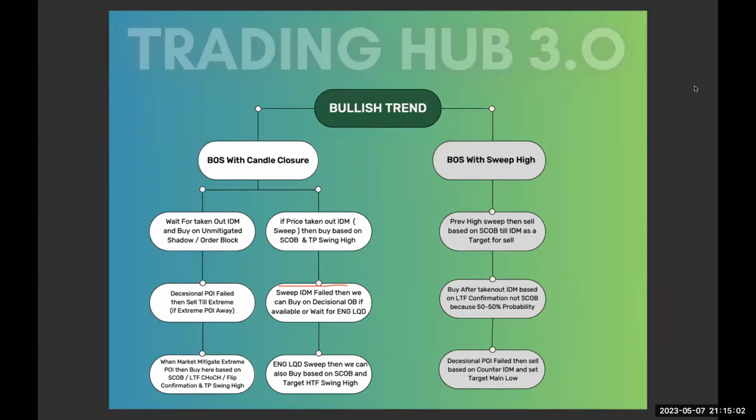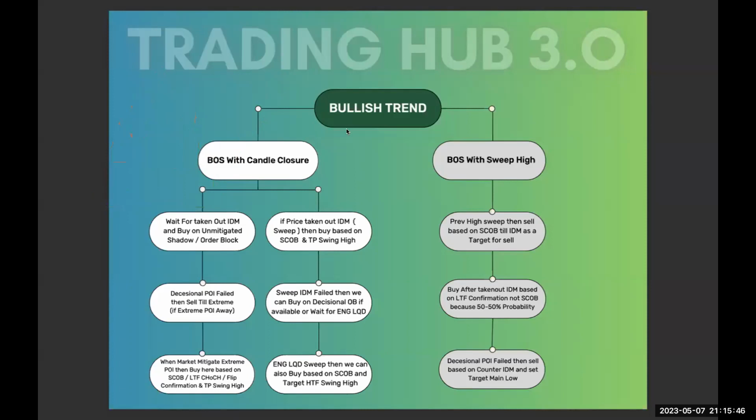And next one is, if the inducement sweep fails, then where can you buy? If the decisional inducement sweep failed, okay, this one is a sweep here and you are willing to buy here, and this one failed. So where should you buy and sell? You have to buy on your PUI in a higher time frame, because this is an inducement and this is an order block where you can buy here, right? And you can buy here, okay, if an order block is available here. If there is no unmitigated order block, then you have to wait to mitigate your extreme order block or take out the engineering liquidity, and then you can buy here, right?